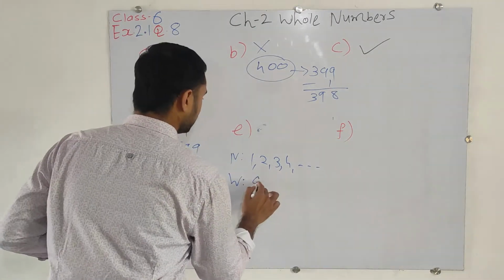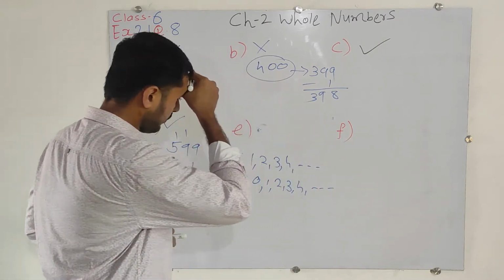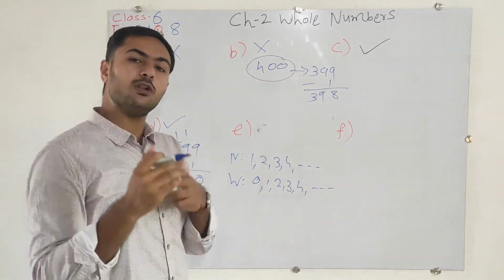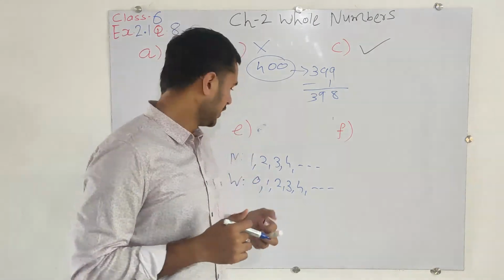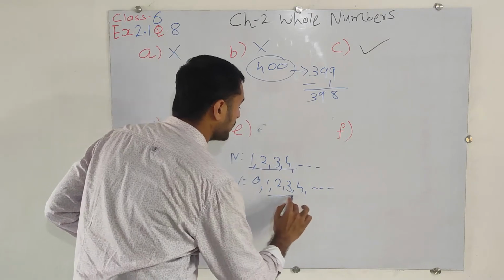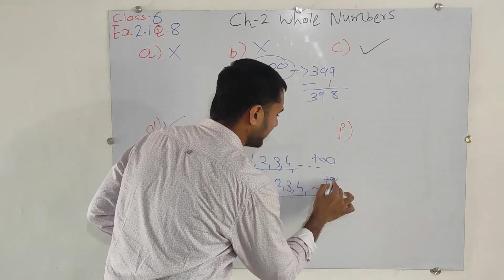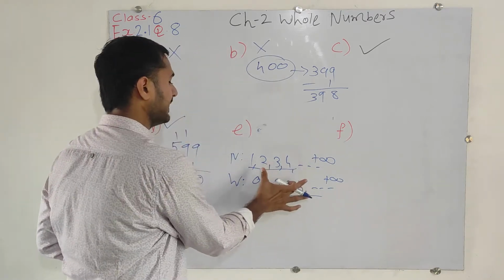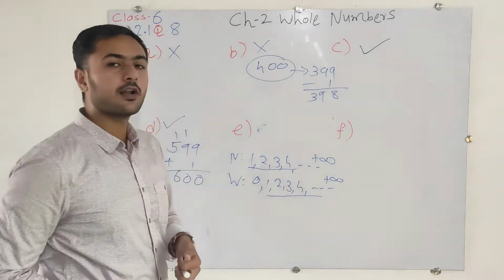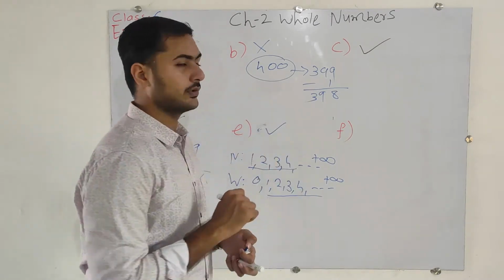Whole number means 0, 1, 2, 3, 4, like that. Now the statement is: all the natural numbers are whole numbers. Here it's 1, 2, 3, 4, and here as well it's 1, 2, 3, 4, till plus infinity. So we can say that natural numbers are whole numbers. So yes, E1 is the correct one.